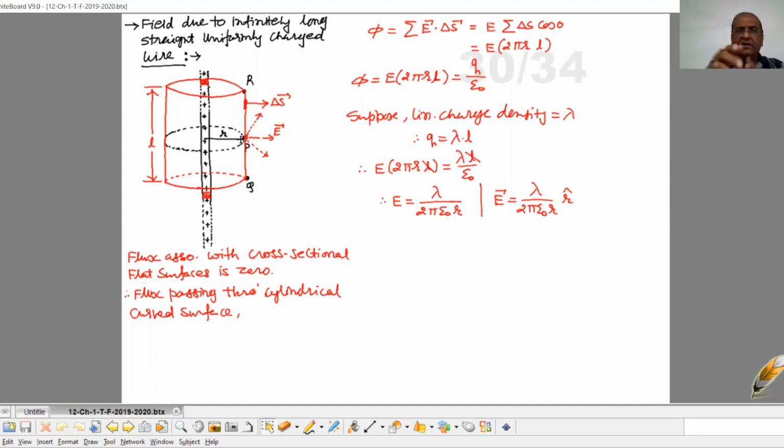Now if we rotate the wire, then this particular point P will form a circle having radius equal to R. We can understand that each and every point on the circumference of this circle having radius R is with the same symmetry as P, and the electric field at each and every point will be radially outward, if this wire is positively charged. If it is negatively charged, then radially but towards the wire.